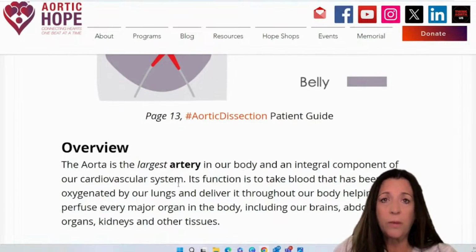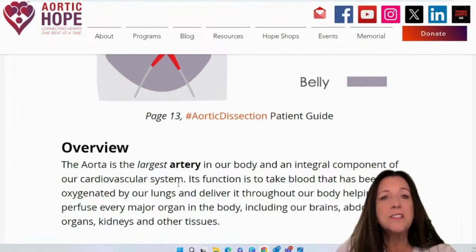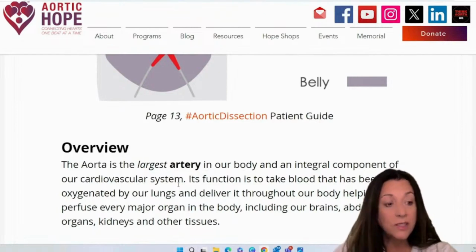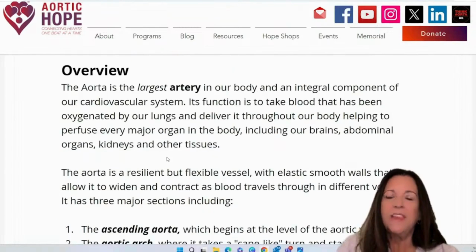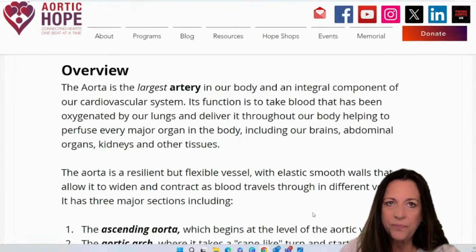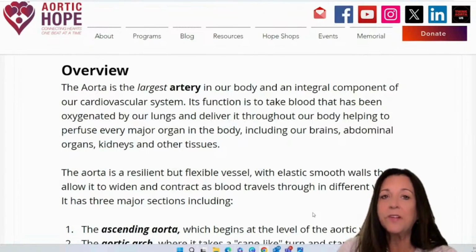So it's the largest artery in our body, and it's an integral component of our cardiovascular system. Its function is to take blood that has been oxygenated by our lungs and to deliver it throughout the entire body. It's just this amazing thing, right? It helps perfuse every single organ, including your brains, your abdominal organs, your kidneys, and all these other tissues. The aorta is very resilient. It's a resilient but flexible vessel, and it has elastic, smooth walls that allow it to widen and to contract as blood travels through it in different volume loads.